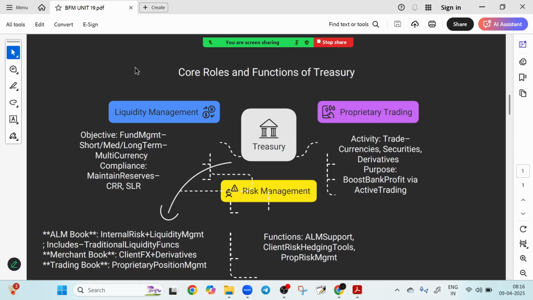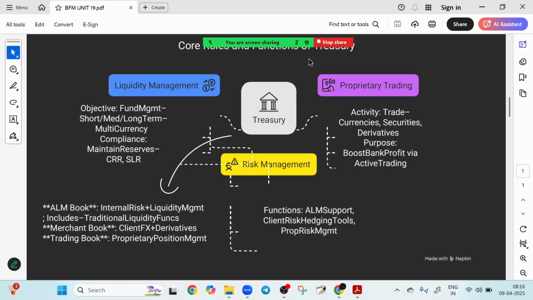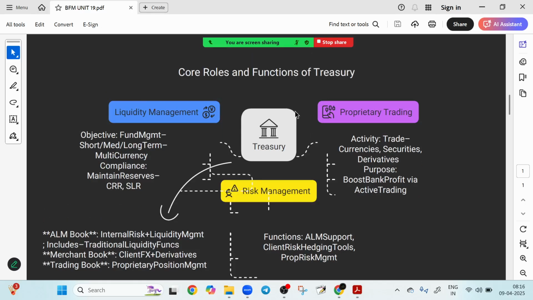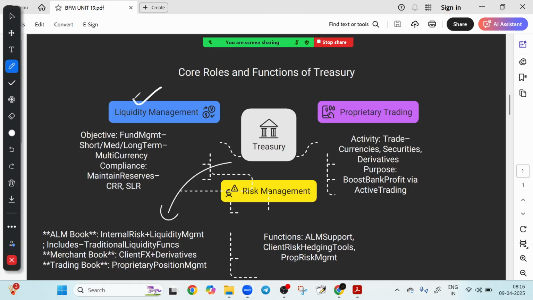Now friends, let's move to the next slide. When we think of a bank treasury, we often imagine a room full of complex financial instruments and high-stake decisions. But at its core, the treasury is built around three powerful pillars. What are the three powerful pillars of treasury? Let me show you. The first is called liquidity management, as you can see here. The second is called proprietary trading, and the third is called risk management. Let's decode these one by one.